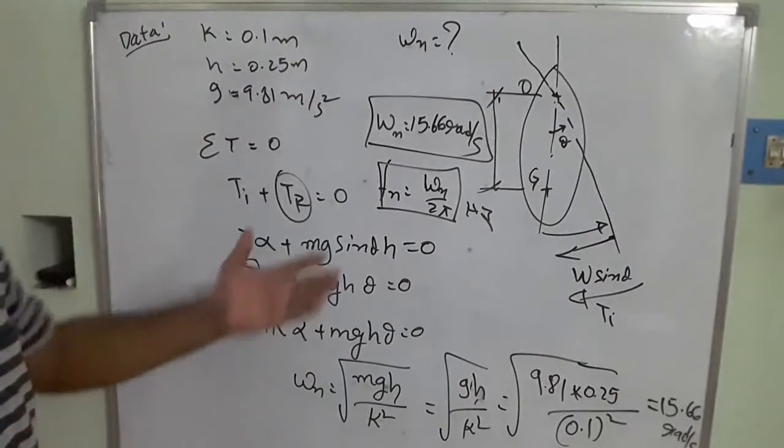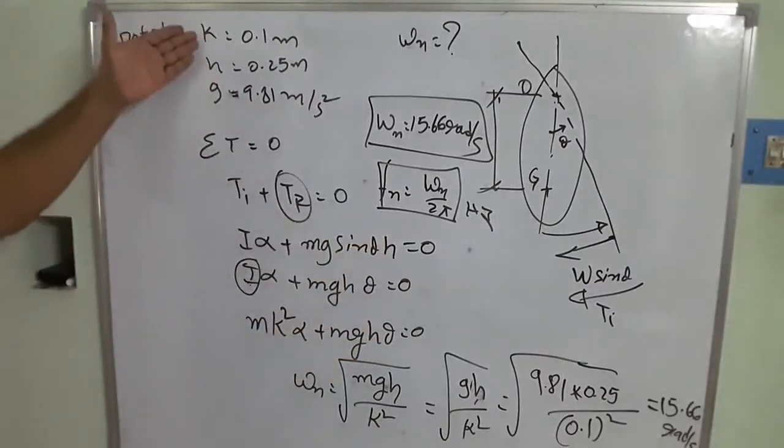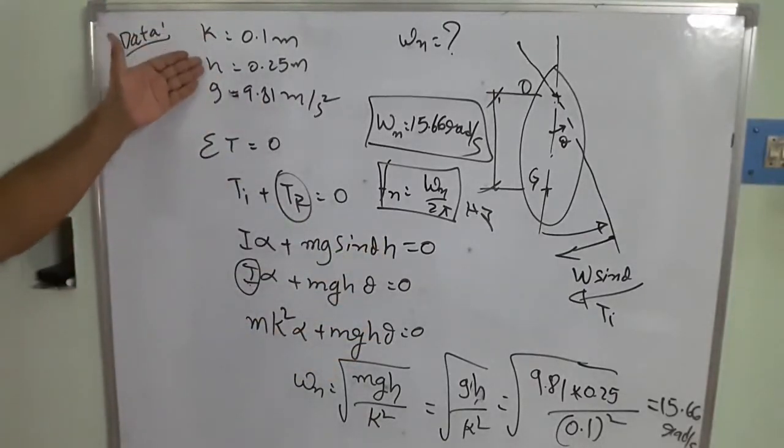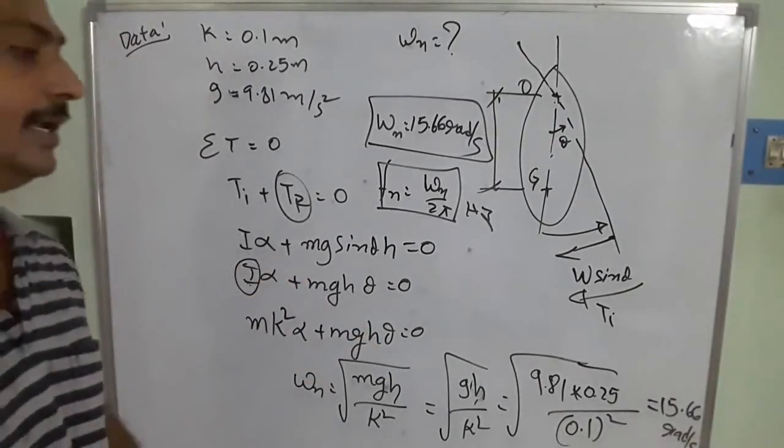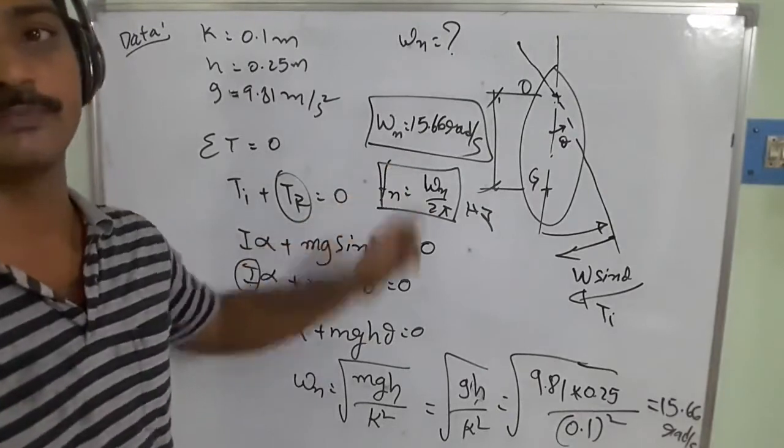So for the compound pendulum, the given data is the radius of gyration, the distance between the point of suspension and the center of gravity, and g, the acceleration due to gravity. So from this we have calculated the natural frequency of the system. Thank you.